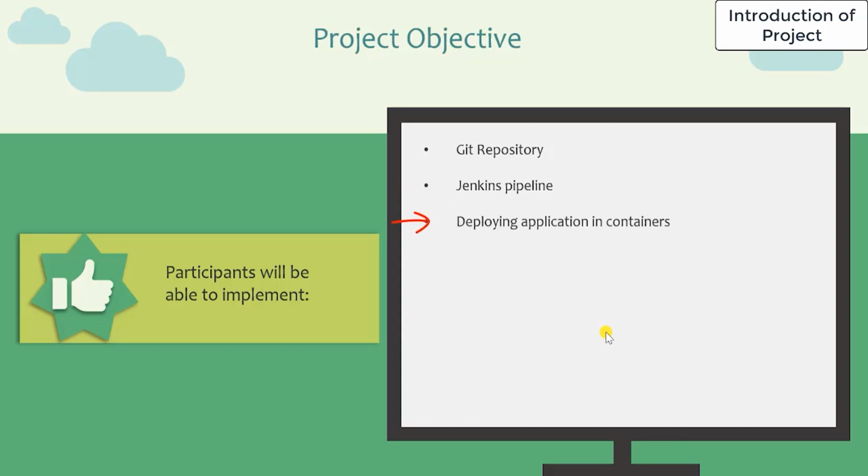Then we'll be deploying the application in containers. The well-known container technology is Docker, so we'll be using Docker. Then we'll be deploying the Zabbix agent on the different servers to monitor them. And then we'll be automating the deployment process using Ansible. In the end, we'll have a complete CI/CD pipeline.